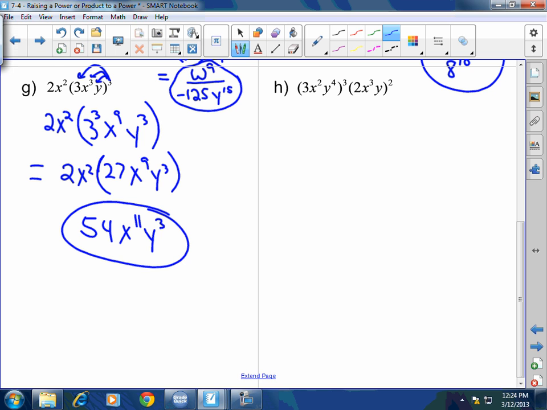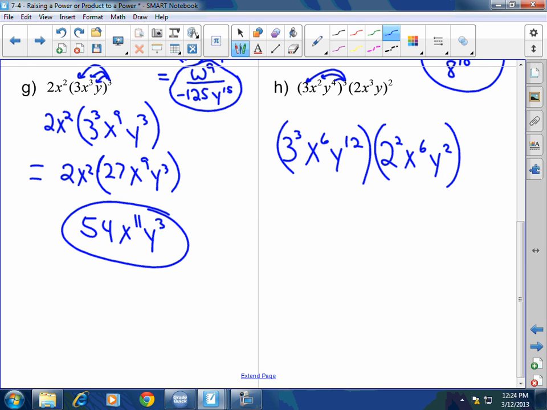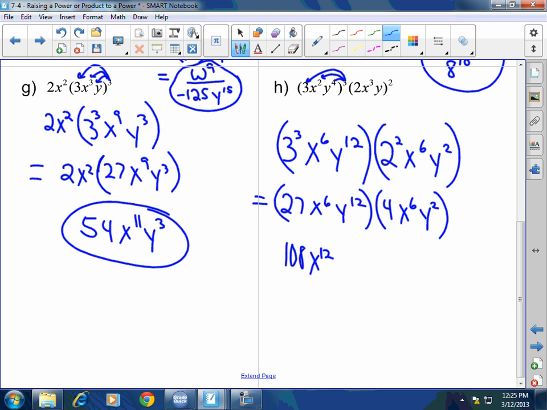Close? No. Okay. You have to distribute that power of 3 to the power of this 3 here, so that's 3 to the third. Then distribute it to everything inside of the parentheses. So that's x to the 6th, y to the 12th, times 2 squared, x to the 6th, y to the 2nd, which equals 27, x to the 6th, y to the 12th, times 4, x to the 6th, y squared. 27 times 4 is 108. x to the 6 times x to the 6 is x to the 12th. And y to the 12th times y to the 2nd is y to the 14th.